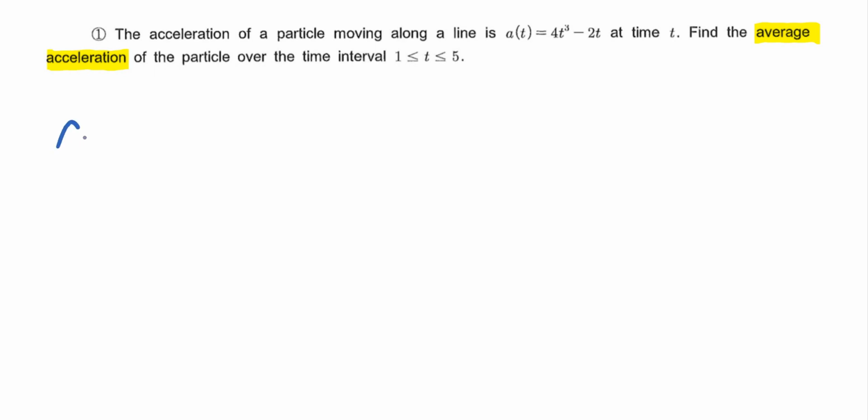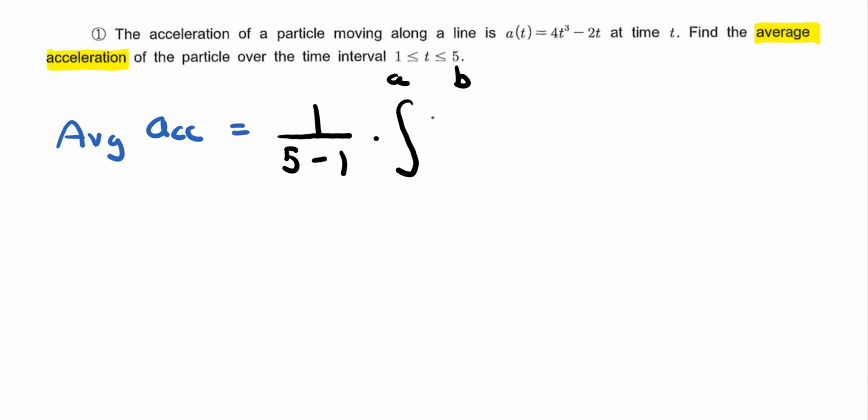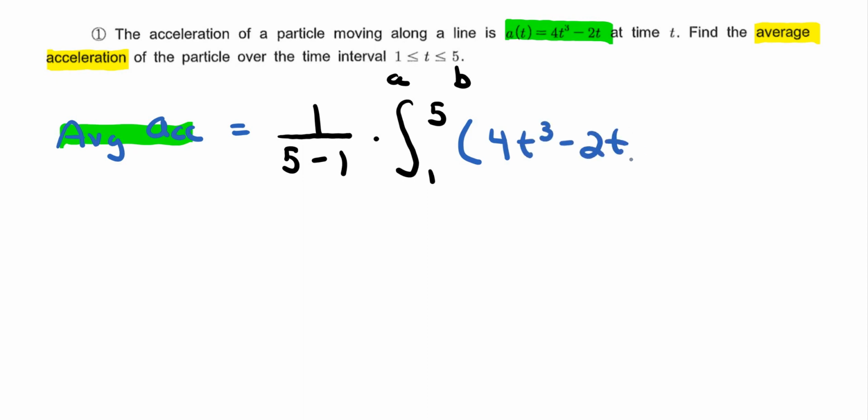If I want to find the average acceleration, we can use our formula of 1 over b minus a, and our b value is 5 and my a value is 1, so 5 minus 1, times the integral from 1 to 5. Since I'm looking for average acceleration, I find my acceleration function and plug that in as 4t cubed minus 2t, close the bracket, and we're integrating with respect to t, so dt. Then you can just jump to your final answer, and you should get 150.